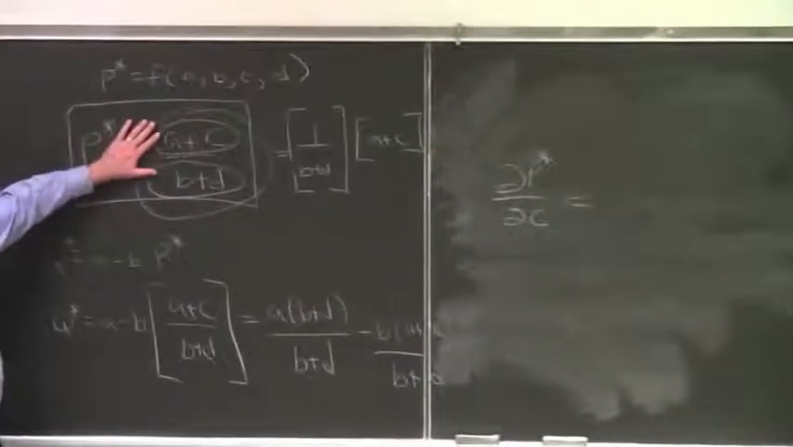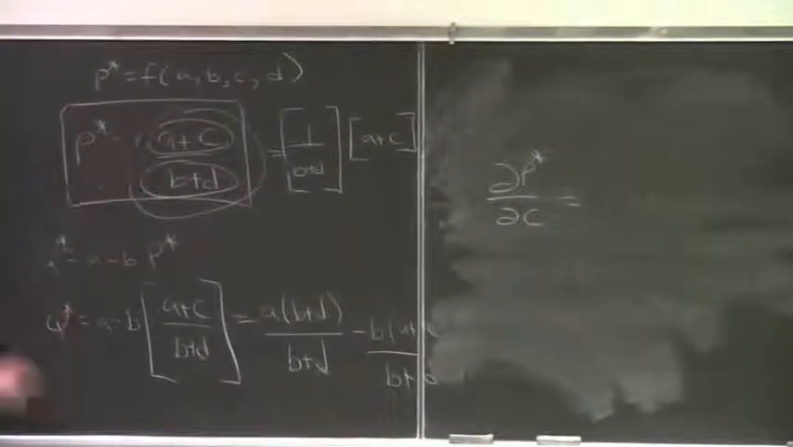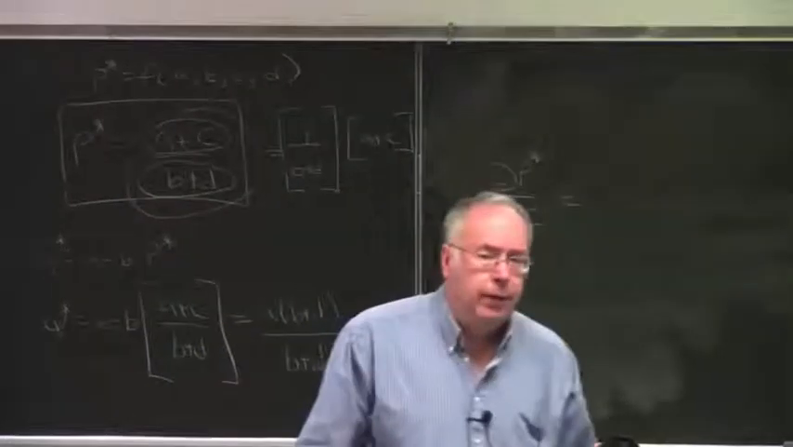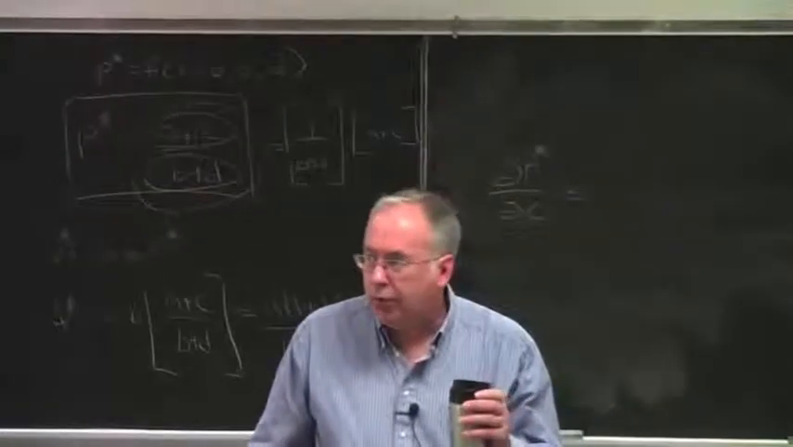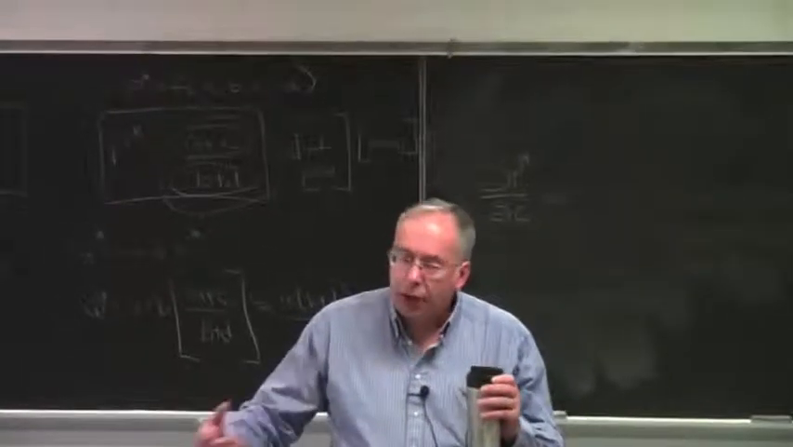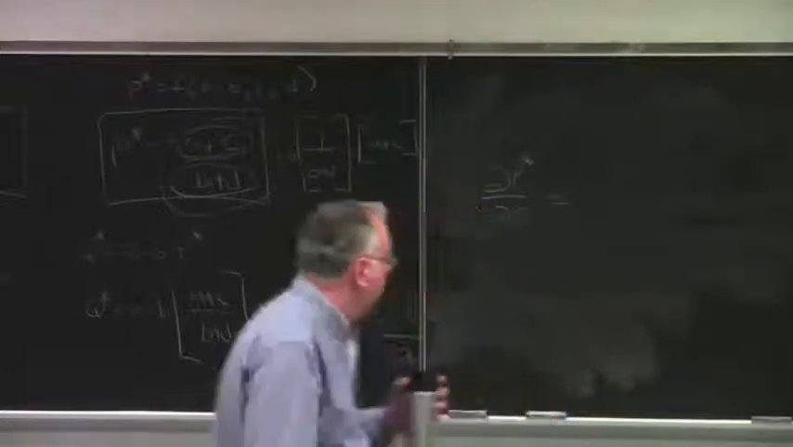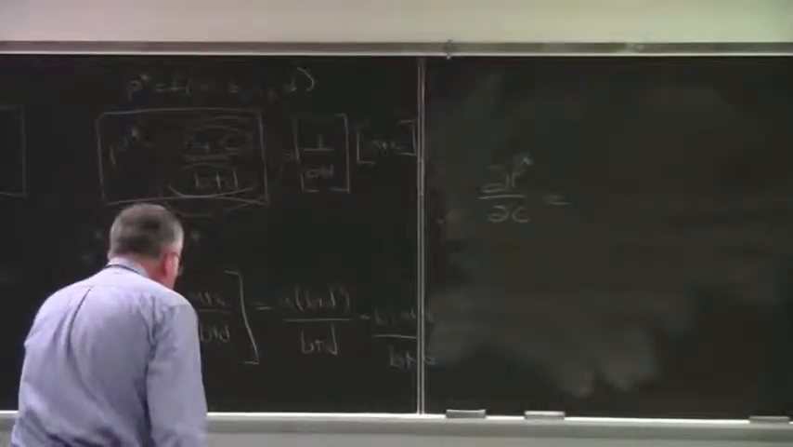Go back to this expression right here. It's not too messy for you to see. P star equals A plus C over B plus D. So this is one you can get pretty quickly. What is partial P star, partial C? We don't even have to use the quotient rule on this one. What is the coefficient, Diana, on C? Yeah, it's 1 over B plus D.